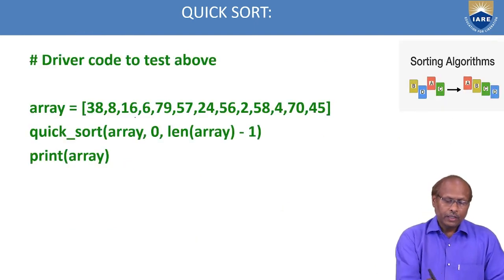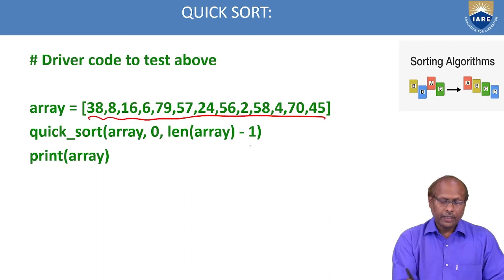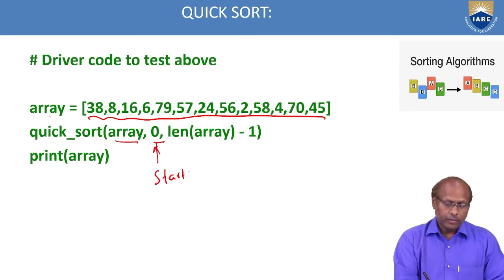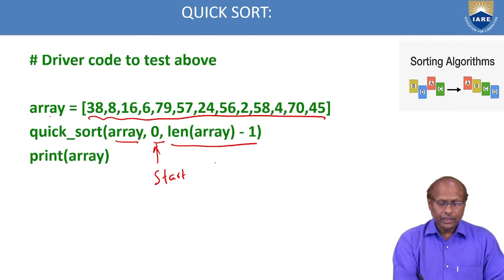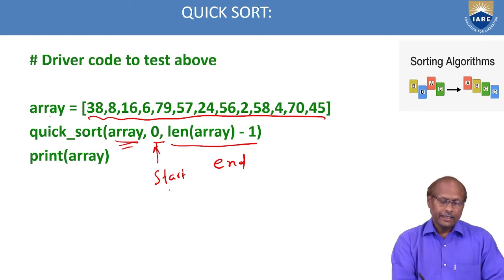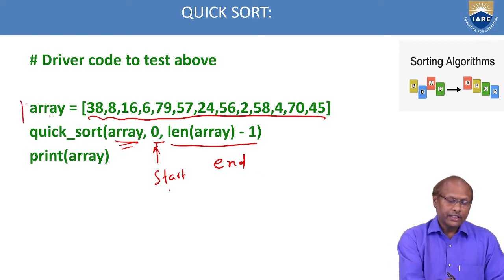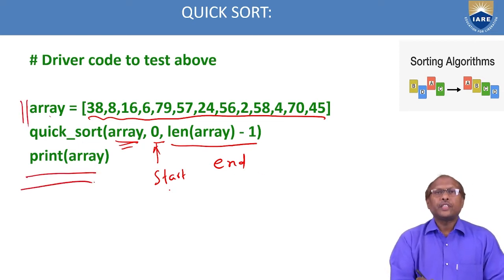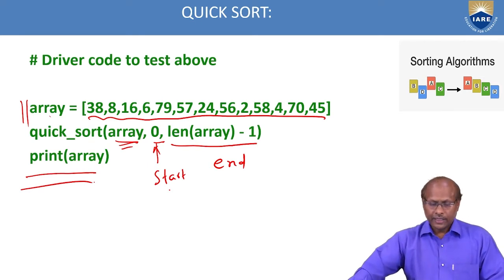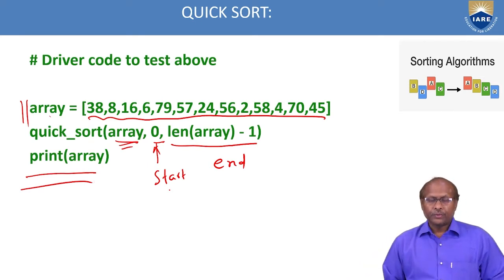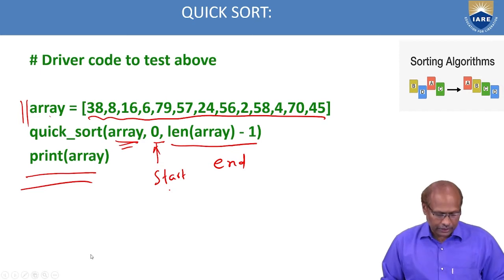So here you can call, initially you can have a set of data, and you can call the array, with 0 as the starting position and length of the array minus 1 as the end. So you have to pass 3 parameters: the complete list, starting as well as ending, and finally this data is sorted and printed. So this way quicksort works. So let us do it through our IDLE environment to see how it works.